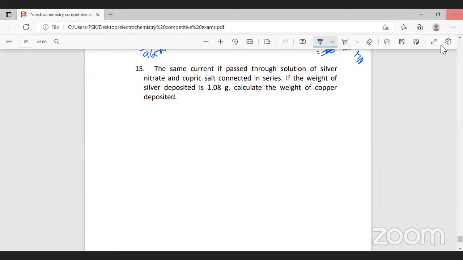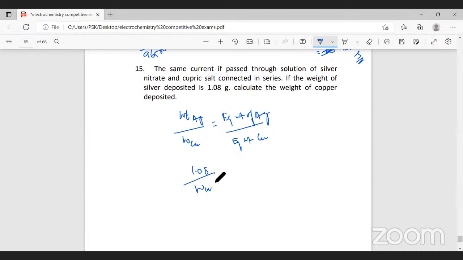This problem is based on what law? I'm writing the formula. It's based on Faraday's second law. Now they're saying the amount of silver deposited is 1.08. They're asking the mass of copper deposited.